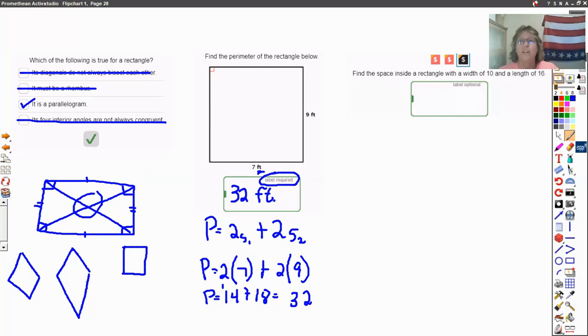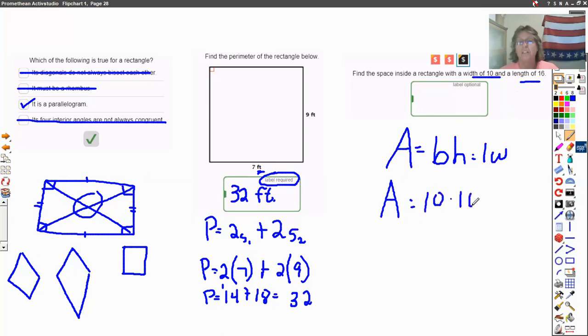The next one wants you to find the space inside a rectangle. So we're looking for the inside of a rectangle. That's called the area. So we're looking for the area. And I know that area is equal to base times height or length times width, right? And it says it has a width of 10 and a length of 16. So it's going to be 10 times 16.